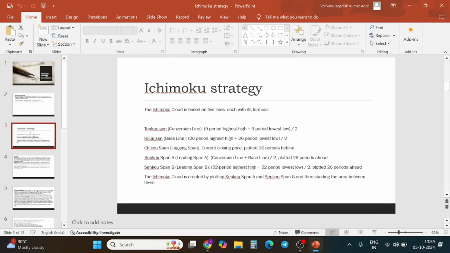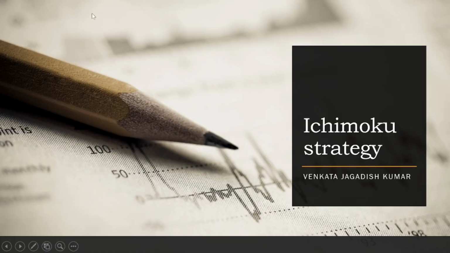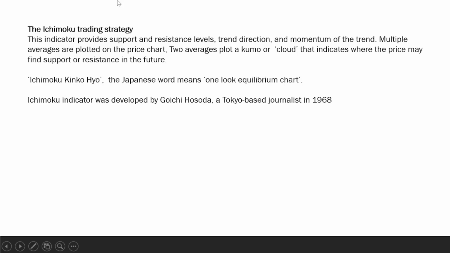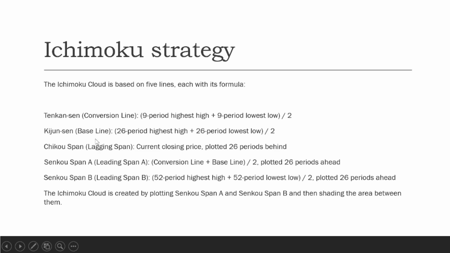This Ichimoku strategy has about 5 lines or 5 components: Tenkan Sen, Kijun Sen, Chikou Span, Senkou Span A and Senkou Span B. I'll be discussing them one by one and showing these lines in the chart or graph.